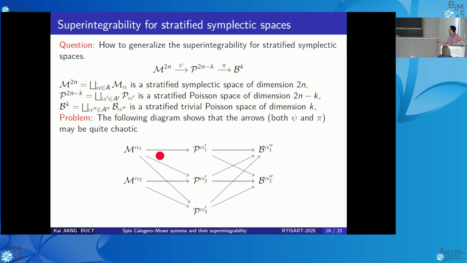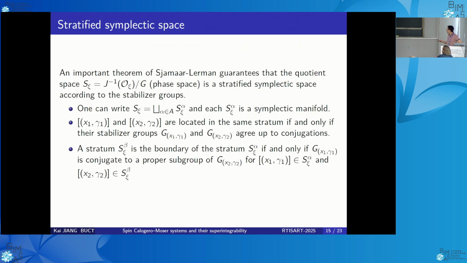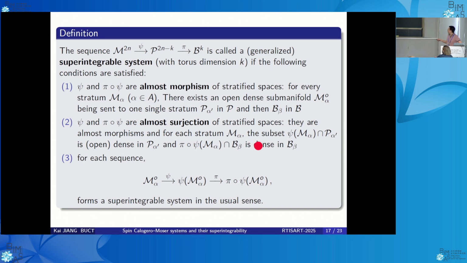Although some points are sent here, or here, or here, almost all points are sent to one stratum. In other words, there's an open dense subset that will be sent to one single stratum, and then to one single stratum. This is our requirement. We also need the image of this map to be open dense here, and open dense here. With this, we have this picture. This is our definition.